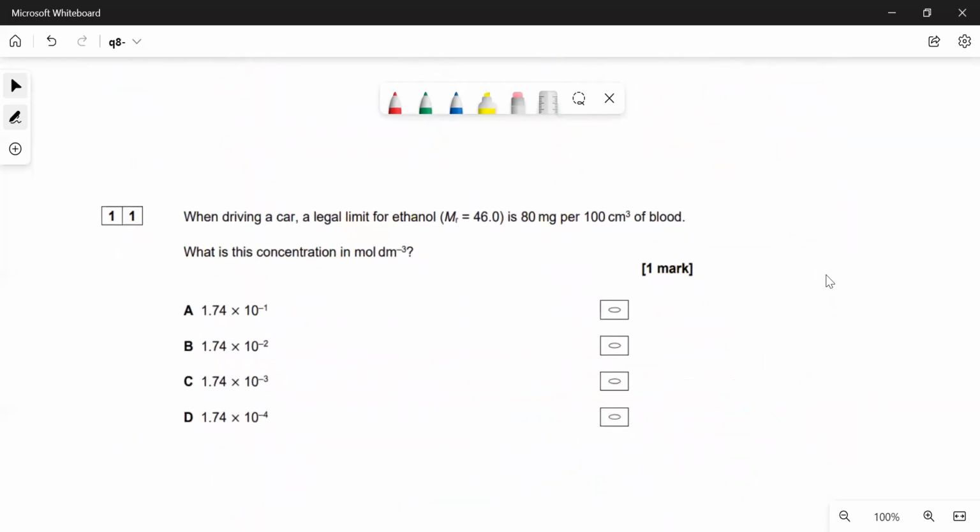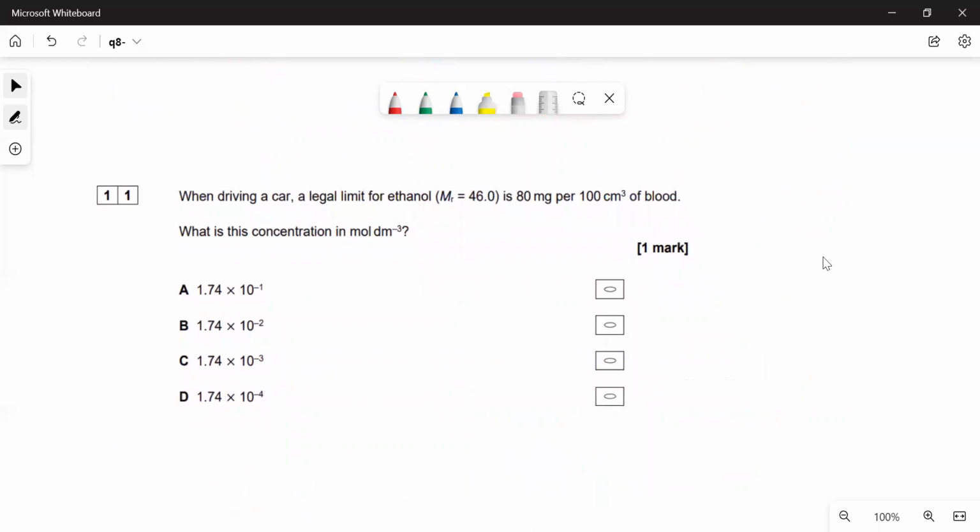There's basically a mole calculation here. Driving a car, the legal limit for ethanol alcohol is 80 milligrams per 100 centimeters cubed of blood. What's this concentration in moles per decimeter cubed? Right, okay, so what is this? We need to convert this into grams first of all. So the mass of ethanol is equal to 0.08 grams.